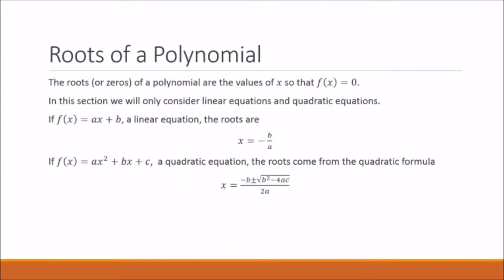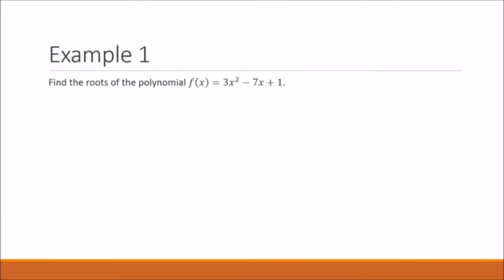Now if f of x is a quadratic, ax squared plus bx plus c, the quadratic formula will give us the roots, which is x equals negative b plus or minus the square root of b squared minus 4ac all over 2a. So example 1 asks us to find the roots of the polynomial f of x equals 3x squared minus 7x plus 1. And we will do this by the quadratic formula, which says that x is equal to negative b plus or minus the square root of b squared minus 4ac all over 2a.